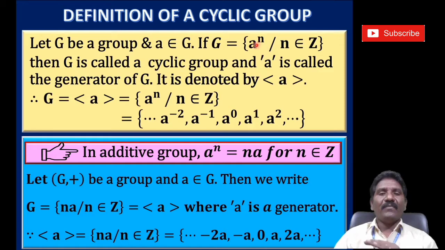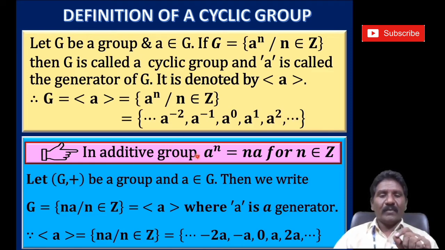This means every element of G can be expressed as some integral power of a single element. That element is known as a generator. That group is known as a cyclic group. A cyclic group with generator a is denoted by G is equal to ⟨a⟩, that is equal to a power n such that n belongs to Z, that is equal to a power minus 2, a power minus 1, a power 0, a power 1, a power 2, and so on, integral powers of a.